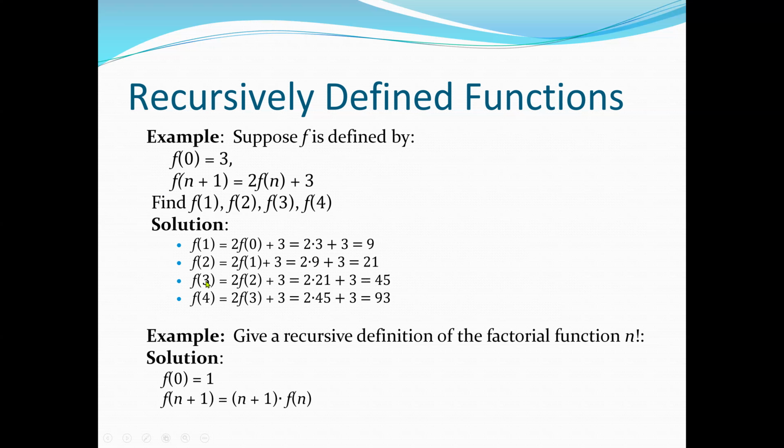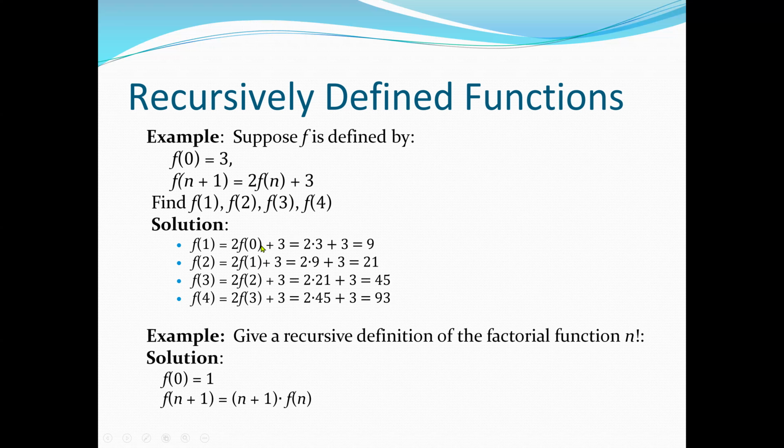Now if I'm looking for f at 3, the previous value based on this formula, I'm f at 3. This should be f at 2 because 3 is n plus 1, which is 2 plus 1. So which means n here should be 2. So I'll multiply the f at 2 value by 2 plus 3. And that's what we did here, 2 times 21 plus 3. Now f at 4 means n plus 1 is 4, so it means 3 plus 1 is 4. So f at n here should be f at 3, and I know f at 3 is 45. So we get 2 times 45 plus 3, which gives us 93.